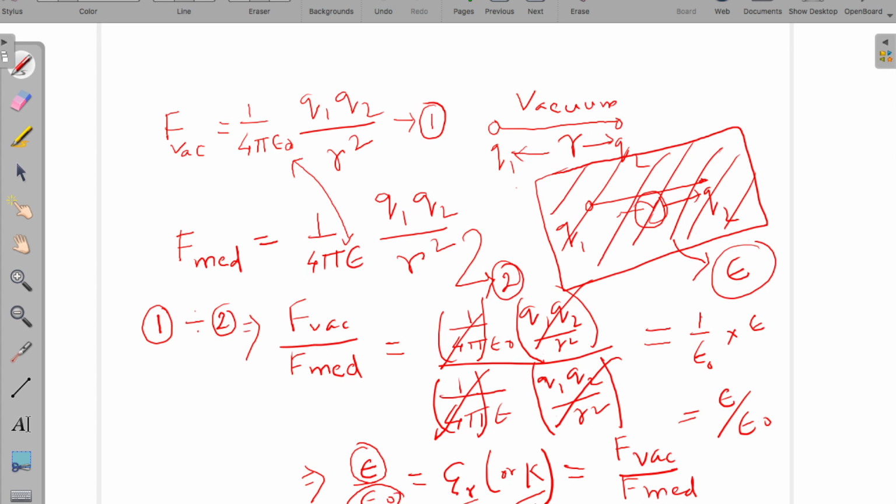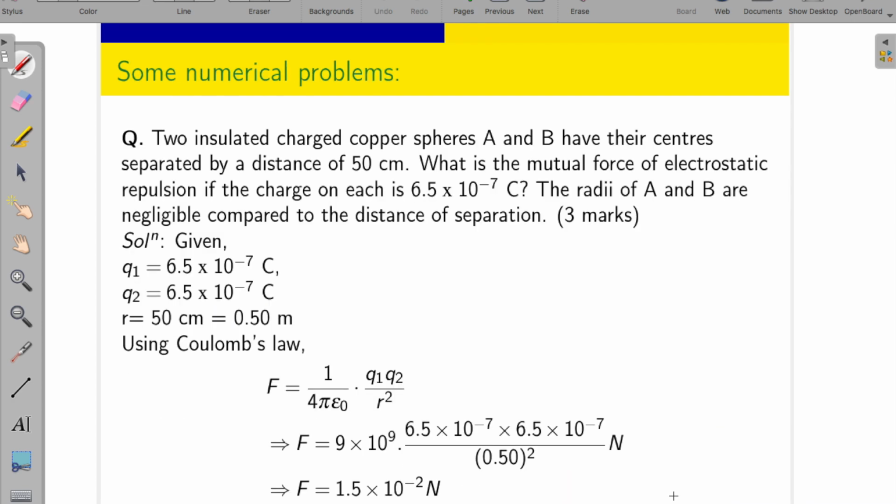Or how can we define relative permittivity? Relative permittivity is the ratio of the force between the two charges kept in vacuum to the force experienced by the two charges placed in the medium. Clear? This is the definition of the dielectric constant. Okay, so coming to a few of the numerical problems.